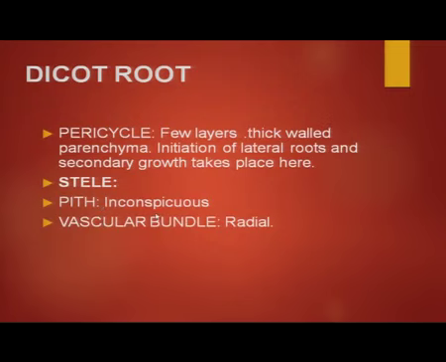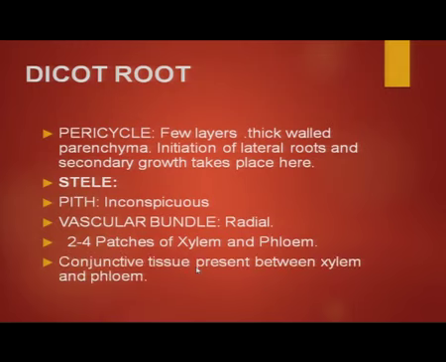The pith is inconspicuous in a dicot root and vascular bundles are radial. There are only 2 to 4 patches of xylem and phloem. Now, tissue that is present between xylem and phloem is known as conjunctive tissue.